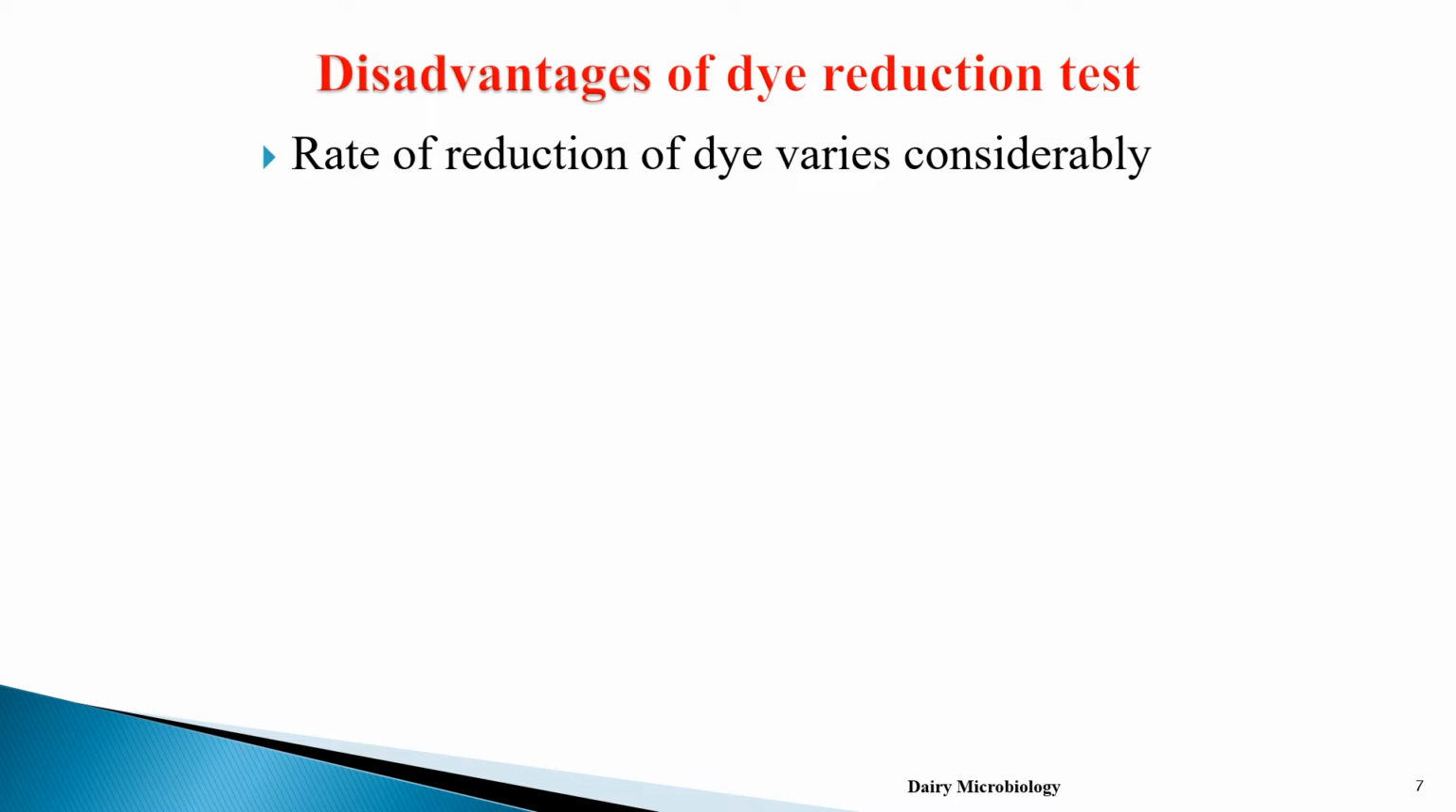Next to the advantages, the disadvantages of the dye reduction test. In the dye reduction test, the rate of reduction of dyes varies considerably and is related to the species of the organism and the rate at which different microorganisms grow at a particular temperature. The presence of inhibitory substances in milk, particularly antibiotics, prevents the growth of bacteria and increases the time required for the reduction of the dye.